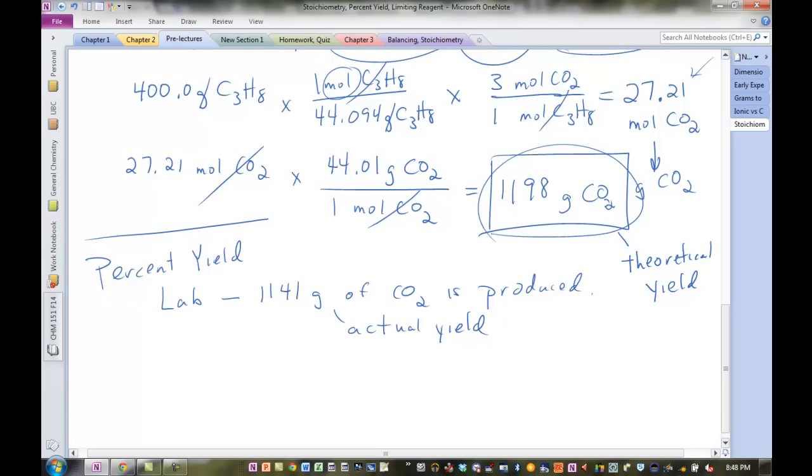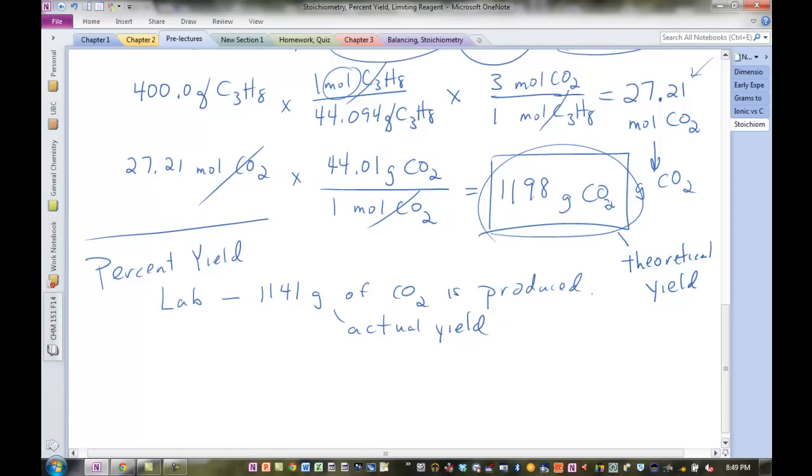Well, we did not get 1,198 grams of CO2. Maybe we produced some carbon monoxide. Maybe some nitrogen and oxygen in air combined to produce some nitrogen oxides. Who knows? But we did not get, in theory, what we could possibly have gotten. And in general, that's the case with reactions.